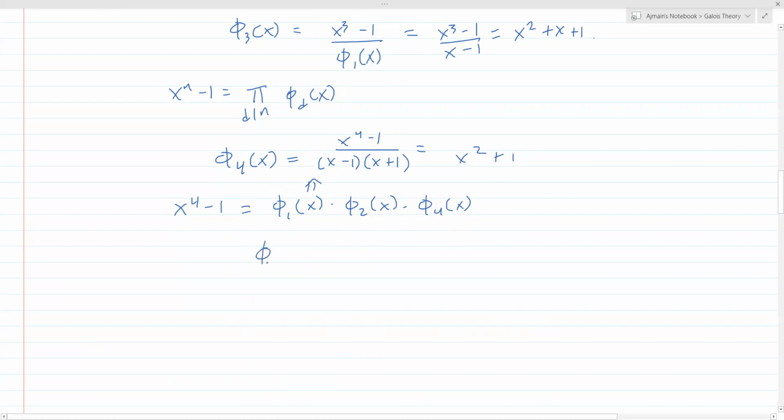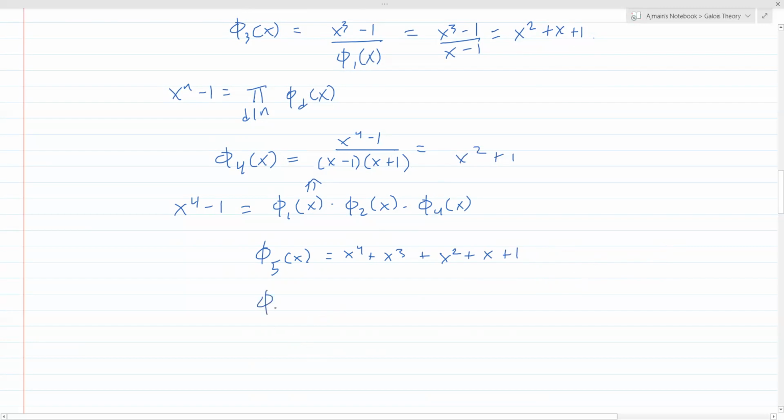I can write out a few more examples of these things. So phi 5 of x is x to the 4th plus x cubed plus x squared plus x plus 1. Whenever n is a prime, you're just going to get this whole sum, because x to the n minus 1 over x minus 1 is just the sum. Phi 2 of x is x plus 1, so notice that this also had the same pattern.